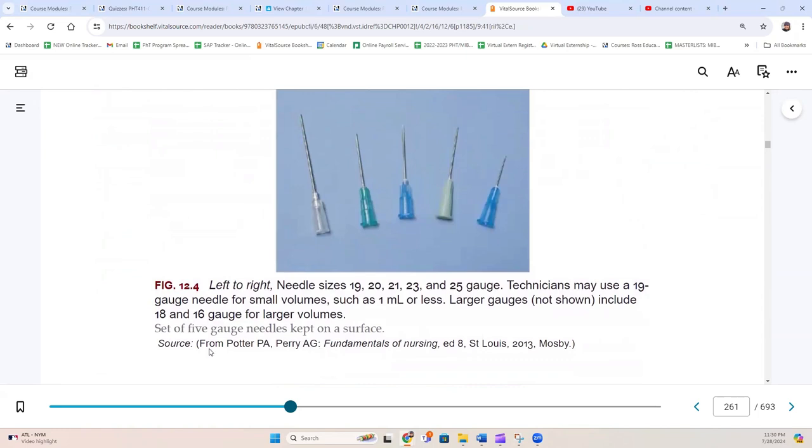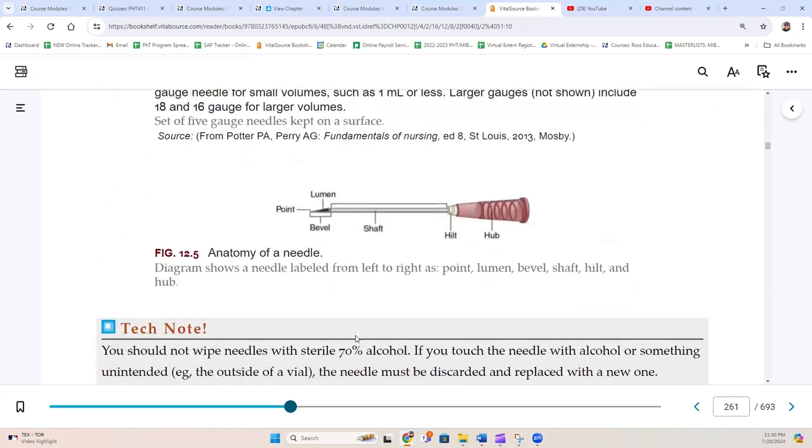So, figure 12.4, we have the needle sizes from left to right: 19, 20, 21, 23, and 25. Technicians may use a 19 gauge needle for small volumes, such as 1 ml or less. Larger gauges that are not shown include 18 and 16 for larger volumes.